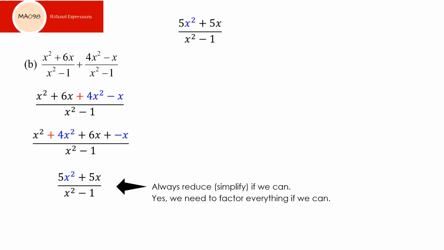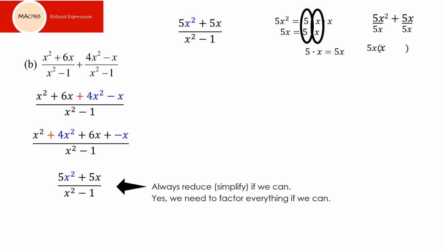So let's keep looking at this one. Let's look at 5x squared plus 5x. Once again, I want to find the greatest common factor. So 5x squared is 5 times x times x, and 5x is 5 times x. We circle the common factor, and it turns out that 5x is the greatest common factor. That's what I have to factor out. So the first thing we do is write 5x in a parentheses, then we divide everything by 5x.